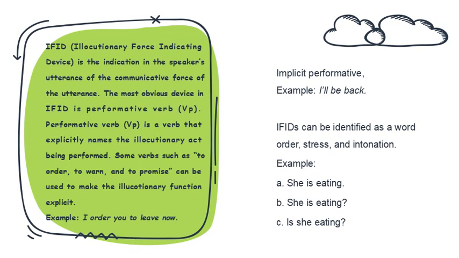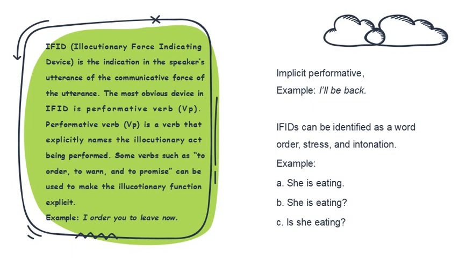Nevertheless, other condition is somewhat difficult since in normal usage the utterances are expressed mostly without performative verbs. The speaker chooses using implicit performative such as I'll be back. It can be interpreted as I promise that I'll be back or I warn you that I'll be back. Illocutionary force indicating device can be identified as word order, stress, and intonation.